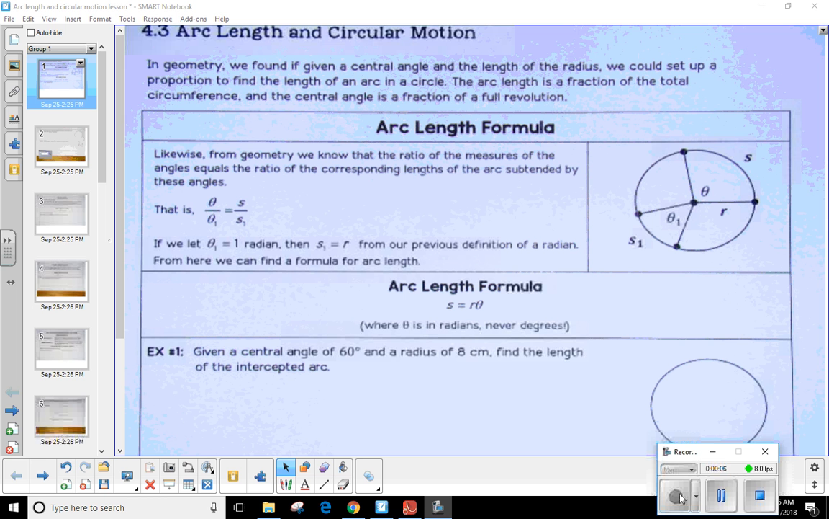We're moving into the next lesson. We're going to talk about arc length and circular motion, which is comprised of linear and angular velocity, and we'll start talking about that in a lot more detail in just a few moments.